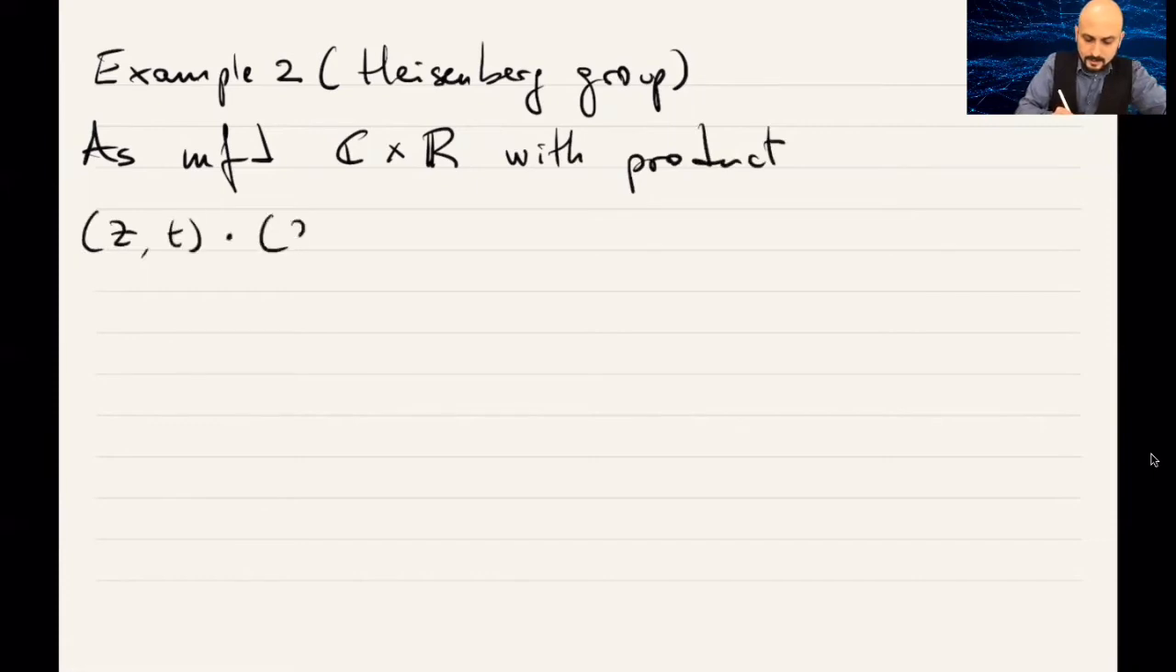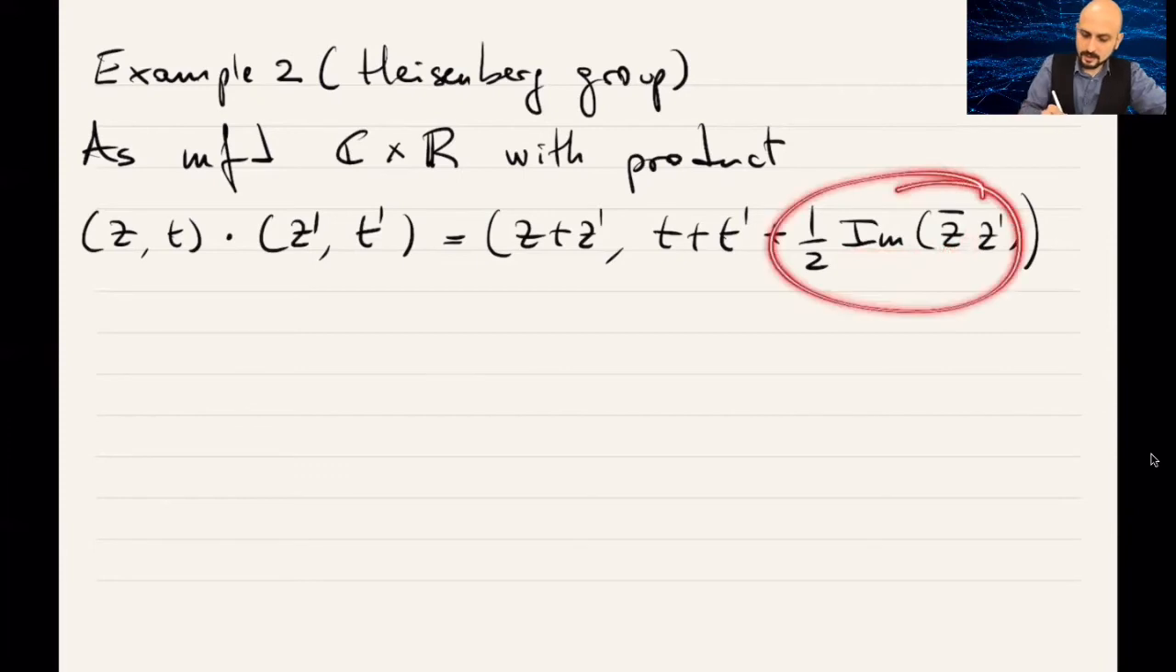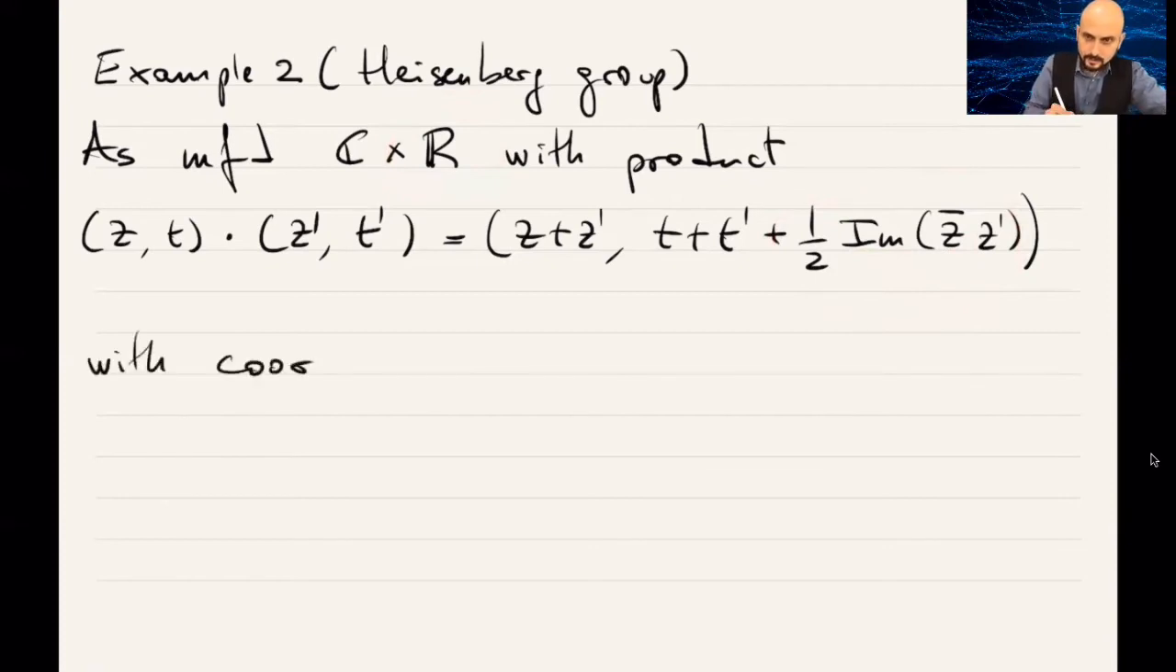(z, t) times (z', t') equals (z plus z', t plus t' plus 1/2 the imaginary part of z bar z'). So z bar is the conjugate of z, and z bar z' is the product as complex numbers. I take the imaginary part in such a way that this number is a real number. And here I'm using coordinates (z, t) in C times R.